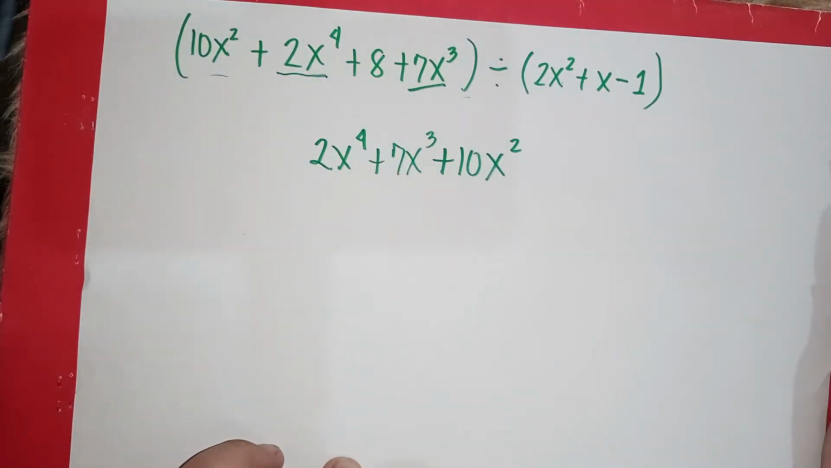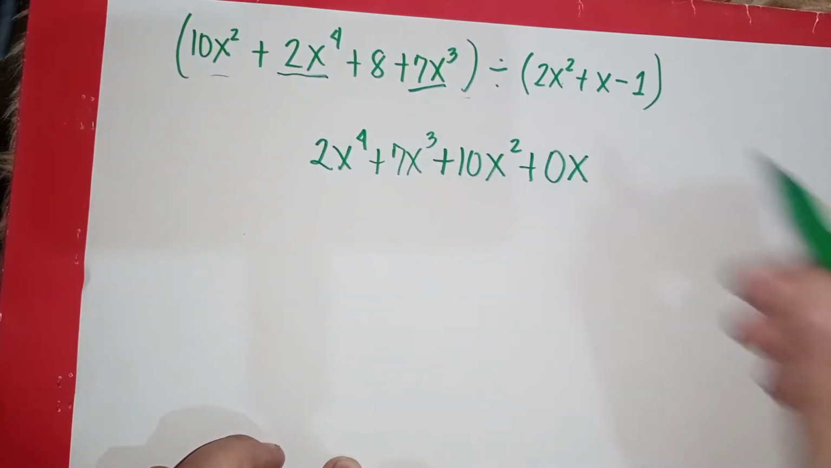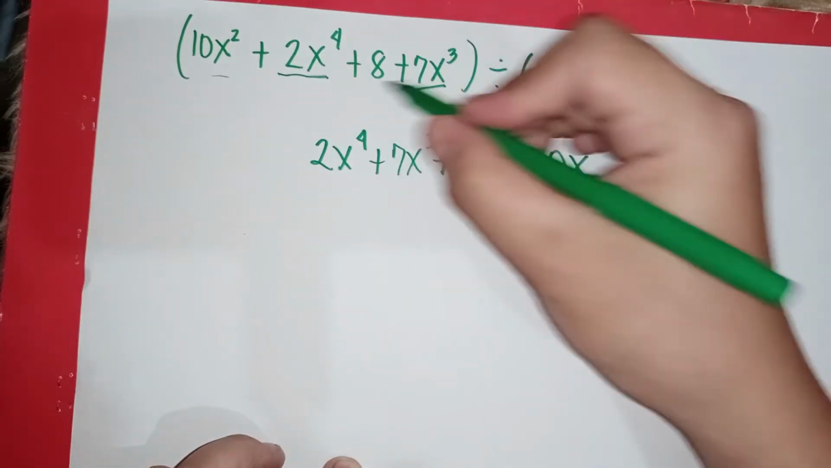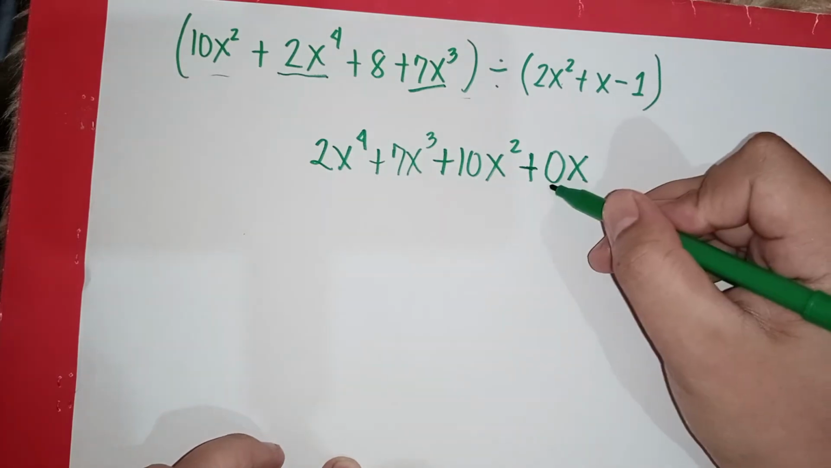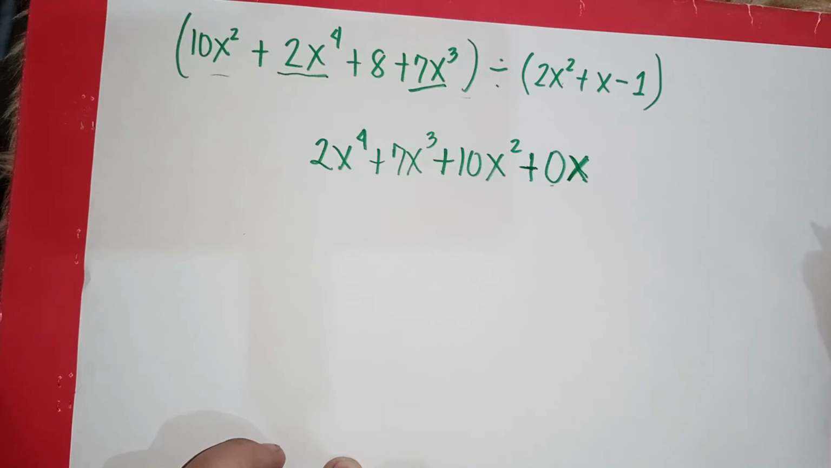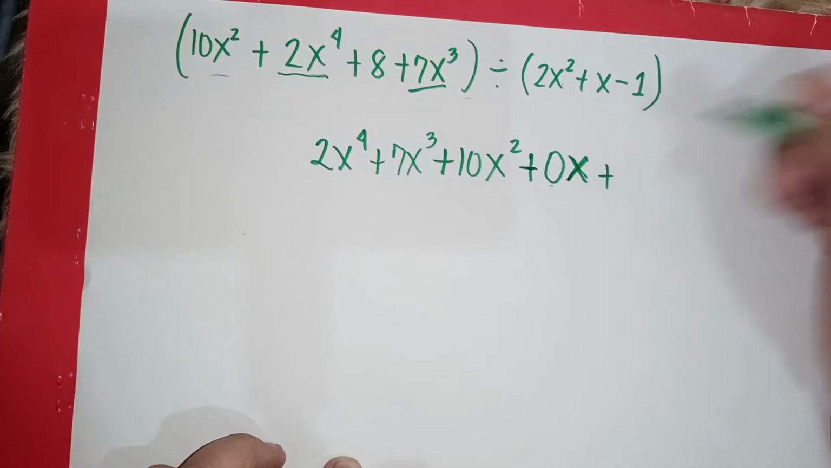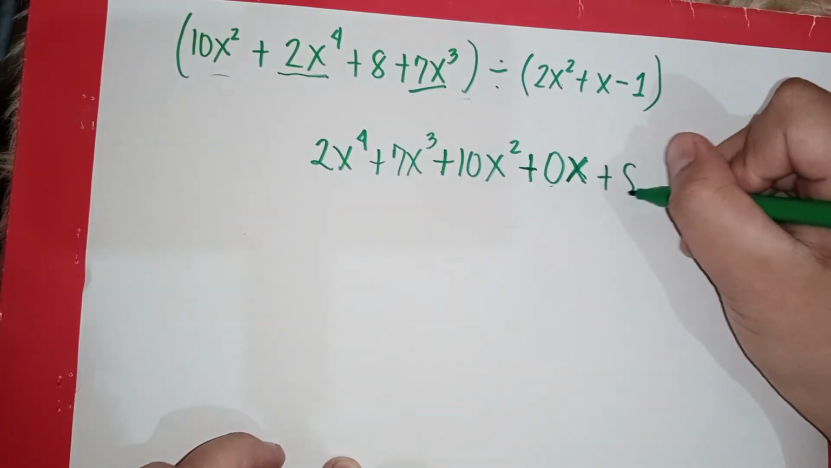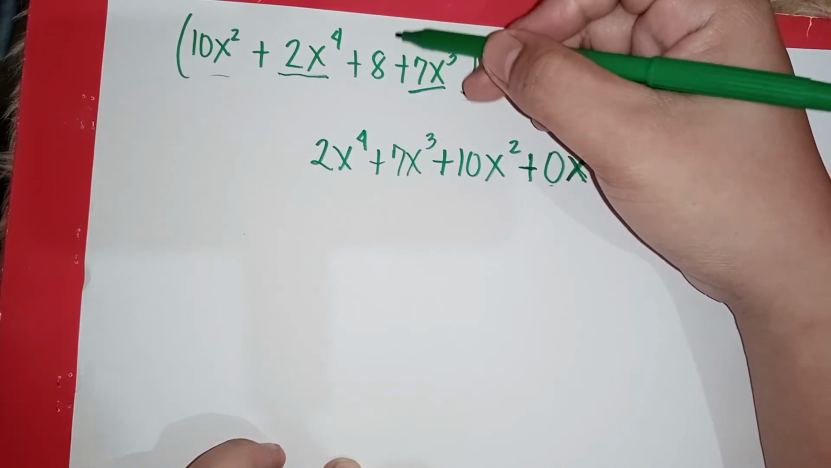So, pag may missing term po tayo mga boss, we are going to insert 0 as the coefficient of that certain variable. Okay? So, since wala tayo ditong x, yung missing term mga boss, lagyan lang natin plus, then the coefficient of that is 0, then copy yung x na variable. Okay? So, 4, 3, 2, 1. This is now 1. Plus, the last term should be the constant. Kasi yung constant mga boss, yung exponent ng kanyang variable is 0.